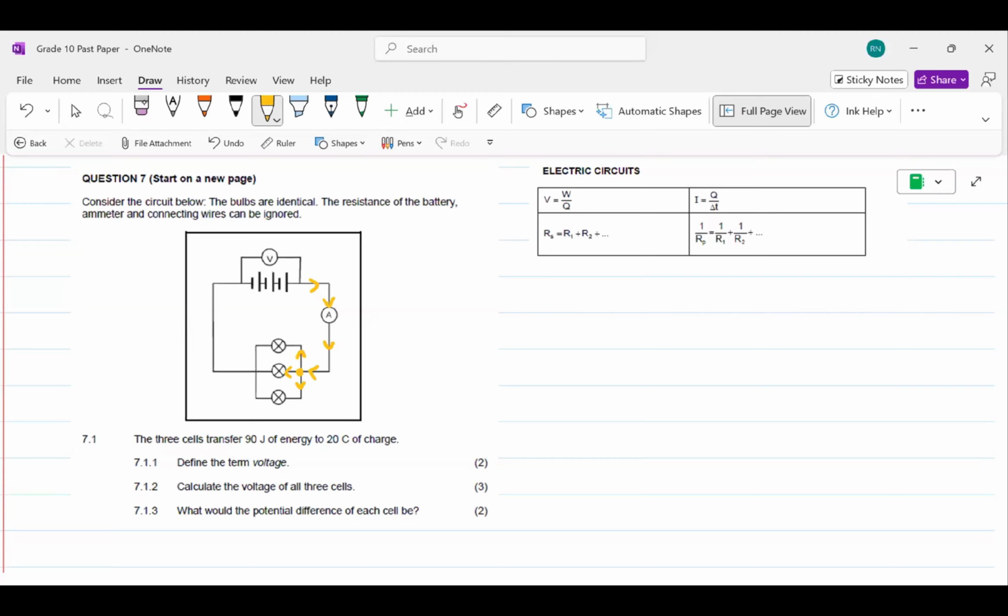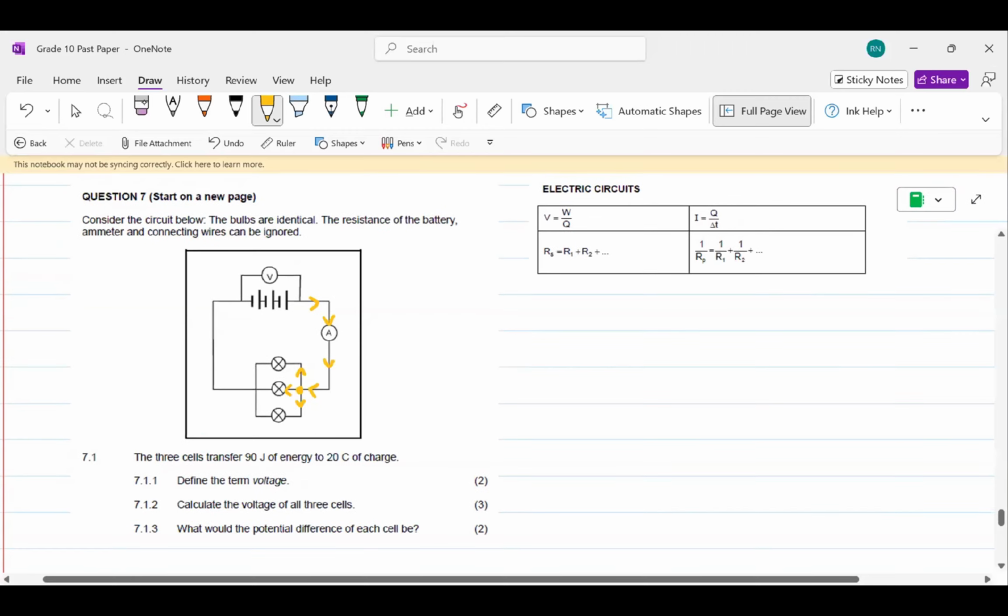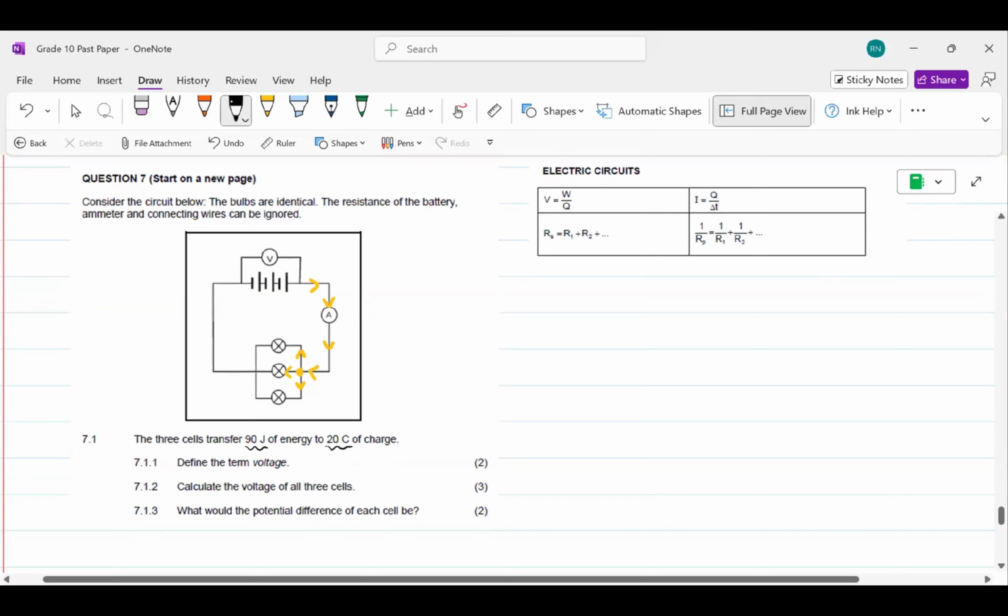Okay, cool. So define the term voltage. We said voltage is the work done in moving a unit of charge. Then they say calculate the voltage of all three cells. So they've given us joules of energy and charge, and they want to find the voltage. So what is the voltage, not of individual cells, but of all the cells together? What would the reading on this voltmeter be?